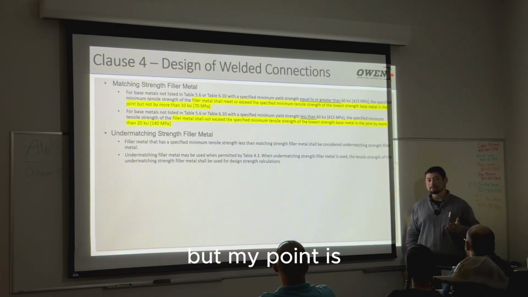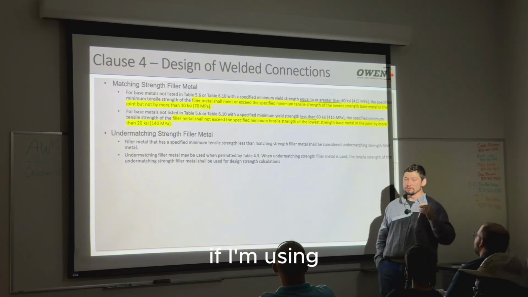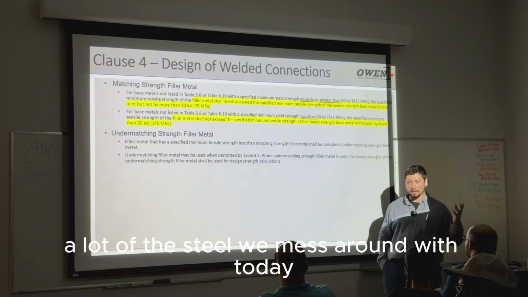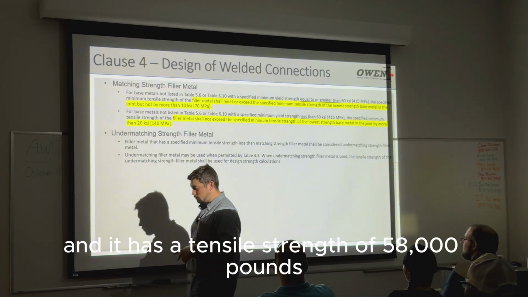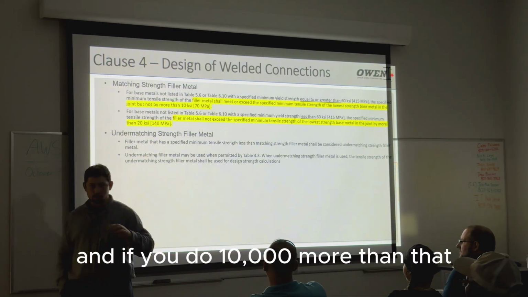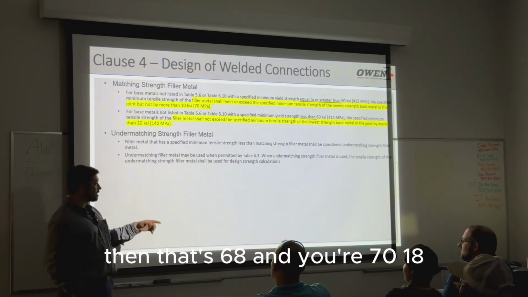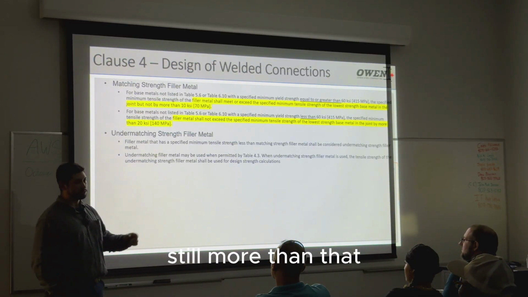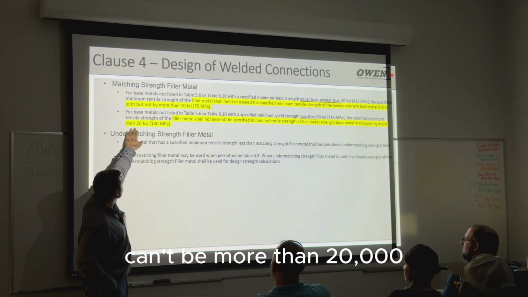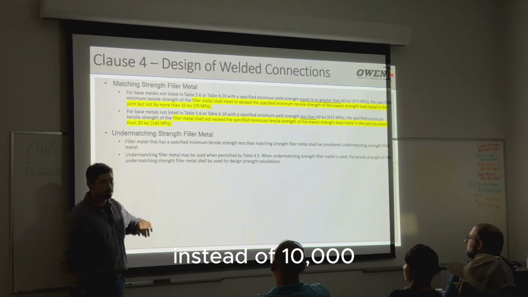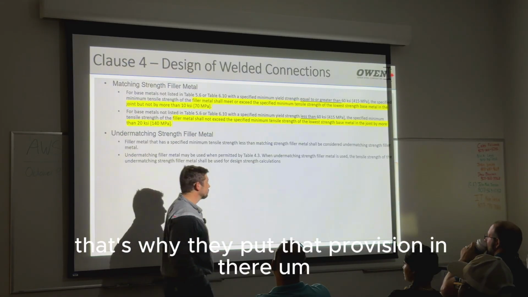But my point is, a lot of the steel we mess around with today is A572, and it has a tensile strength of 58,000 pounds. And if you do 10,000 more than that, that's 68, and your 7018 is still more than that. So they made that rule to where it can't be more than 20,000 instead of 10,000. That's why they put that provision in there.